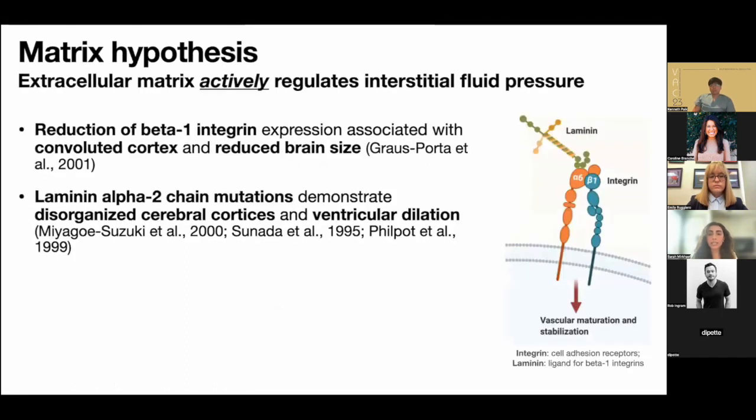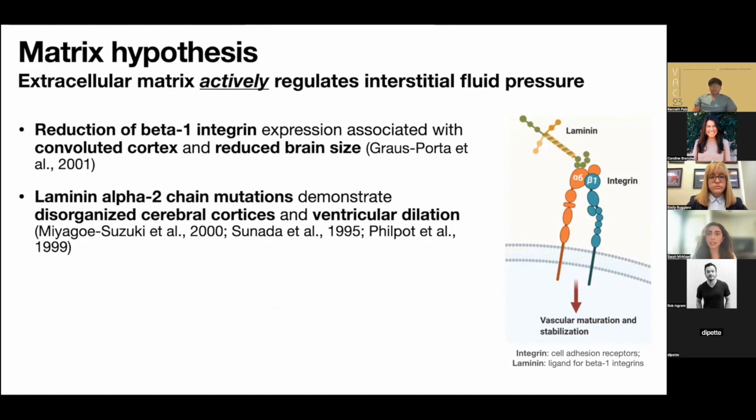So something that the shunt procedure does not consider is the role of the brain parenchyma in the development of hydrocephalus. So that's where this matrix hypothesis comes into play. So the brain tissue has these integrins, these cell adhesion receptors, that play a role in mediating the relationship between cell-to-cell and cell-to-extracellular matrix interactions. So studies have shown that if you reduce specifically the beta-1 integrin expression, that can lead to reduced brain size and a more convoluted cortex.